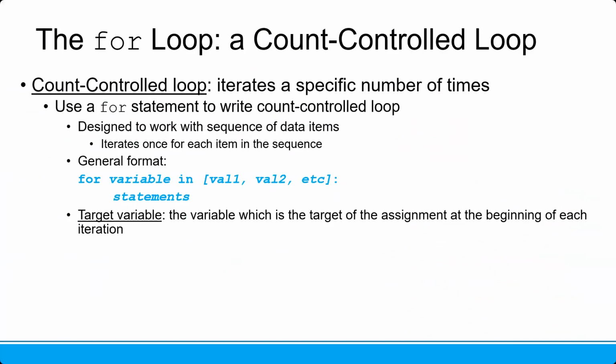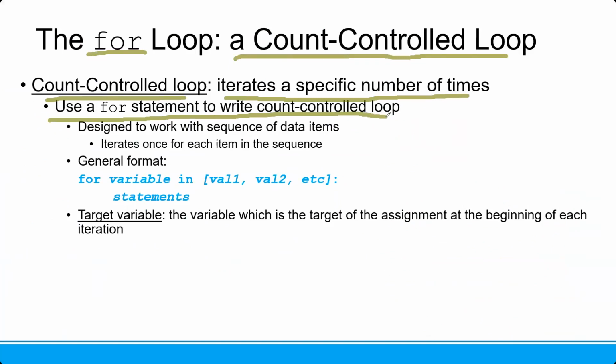So the second syntax for the loop or the iteration is for. A for loop is a count control loop. We call it a count control loop because we can give numbers. The count control loop means it iterates a specific number of times. We can use a for statement to write a count control loop. It is designed to work with a sequence of data items. It iterates once for each item in the sequence.